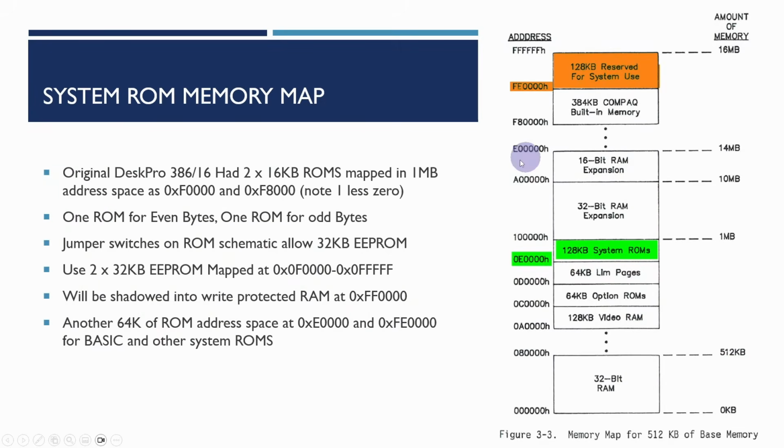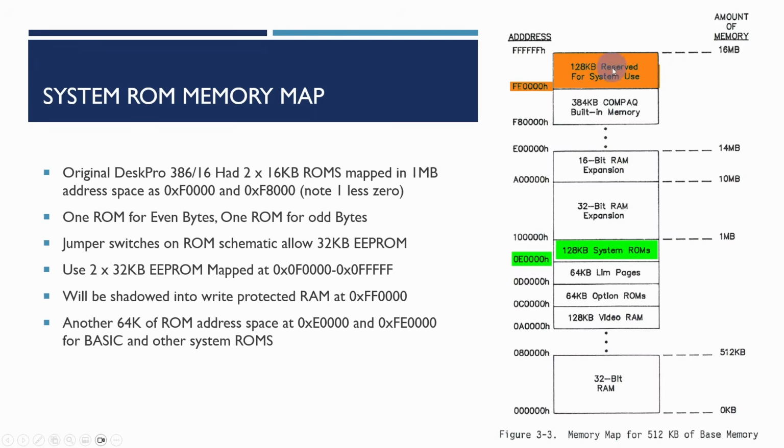But what this does show is the memory map from the Compaq technical guide, and you can see here that there's a space in the memory map for 128K of system ROM from E0000 and F0000 all the way up to FFFFF. So five Fs, I believe that would be. So that would be the top of the 1 megabyte address space.